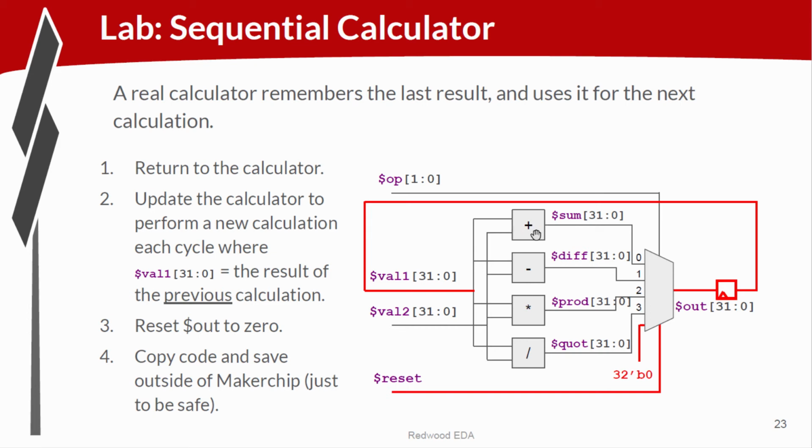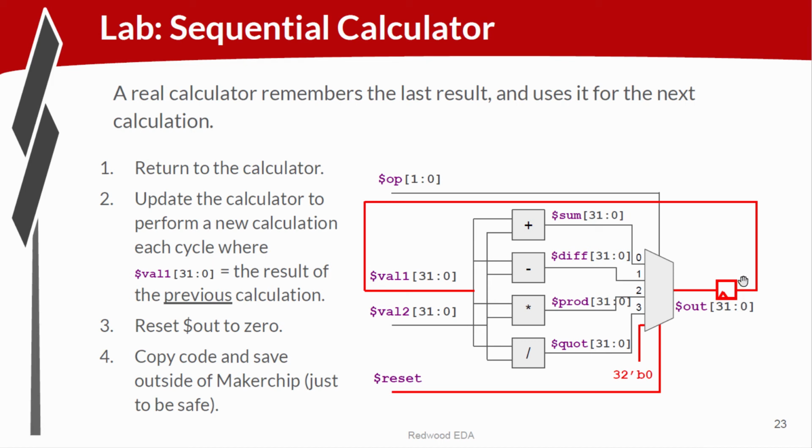In a real calculator, you enter the computation that you're going to do, you get a result that shows up on the screen, and then you say what you want to do to that value. You'll say plus 2. That's going to take the value that you had and add 2 to it. So we have to remember the value that we had. So we need a flip-flop.